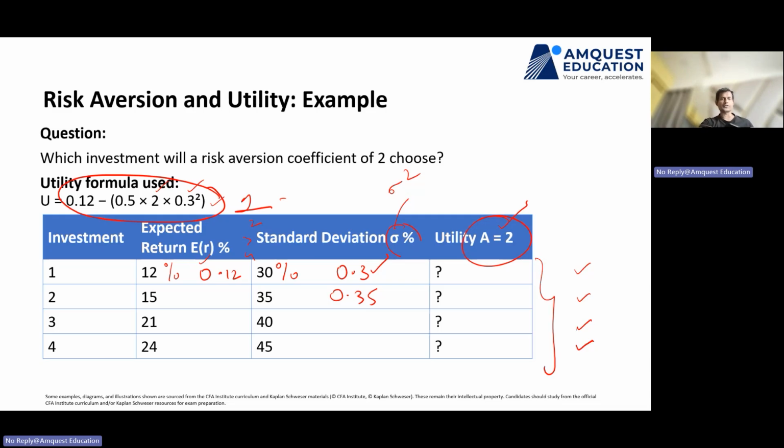Now, obviously, they won't ask you all four, but remember, the utility function gives you the answers based on this formula. And you'll notice the answer with the highest utility is this one. Did everyone get that answer? 0.05.